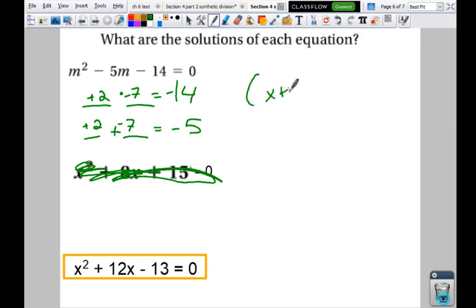Alright, so we get x plus 2, x minus 7, and I have to say, how do I make each parenthesis equal 0? You can usually just look at them and see them. Or you can solve them if you want to, but if you can just look at them, that's great. So how about this first one? Negative 2. How about my second one? Positive 7. And that's it.